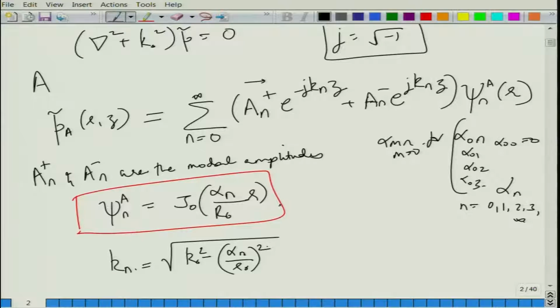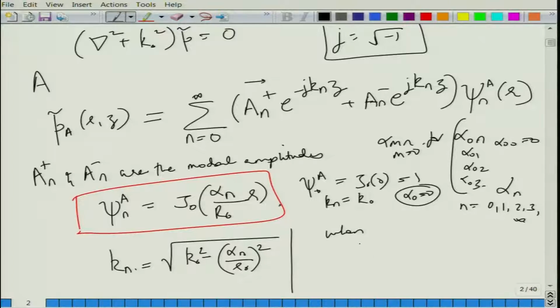Now this is important: under what conditions do higher order modes propagate? When n is equal to 0, like I was mentioning, alpha 0 is 0, so k n always propagates, and the argument is 1 here. So xi 0 a is J 0 of 0, which is 1. It is a planar wave mode and k n is equal to k naught. It is very simple to see because alpha 0 is 0, which we have seen from the monograph.